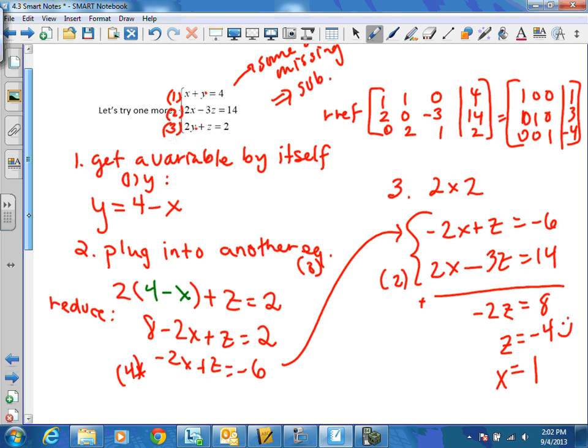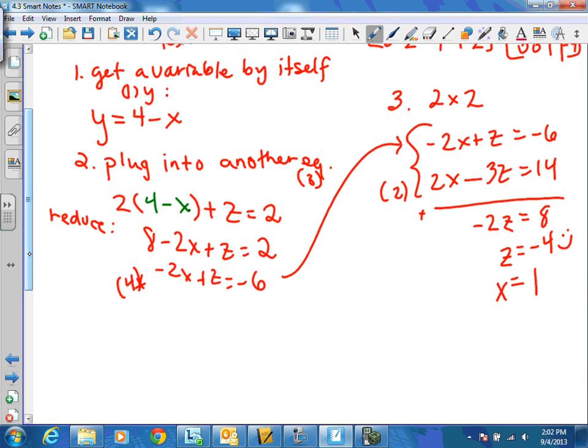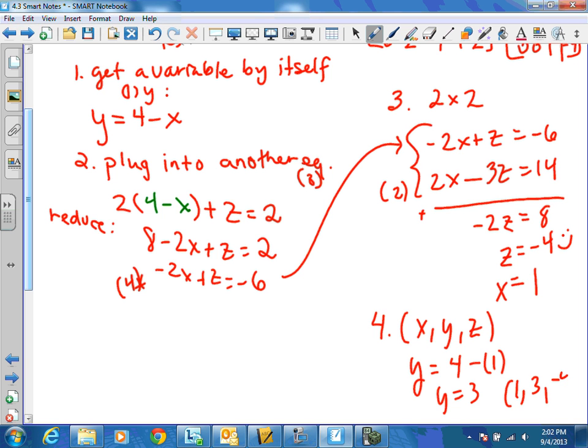So then we got our 2 by 2 solved. Now you need to get your x, y, z. So we still need our y. I'm going to use this y. So my final answer is 1, 3, negative 4. That's the same answer we got at the beginning. Yay! We get it right.